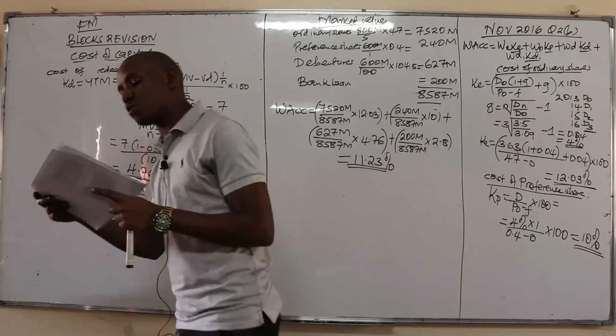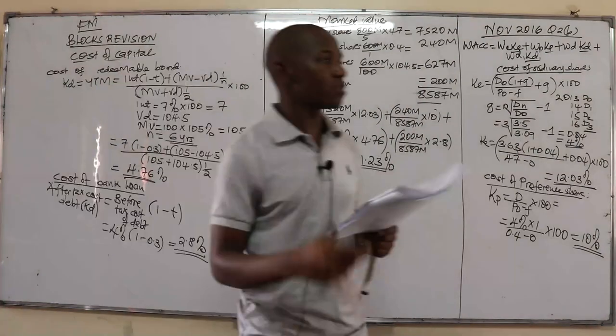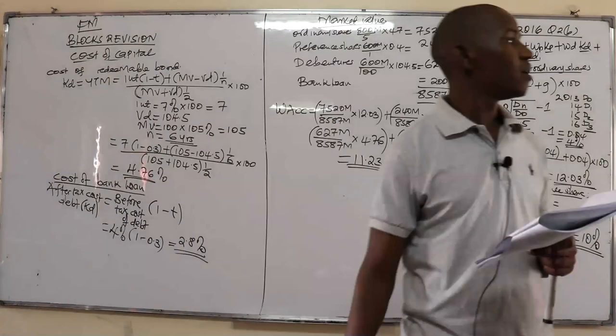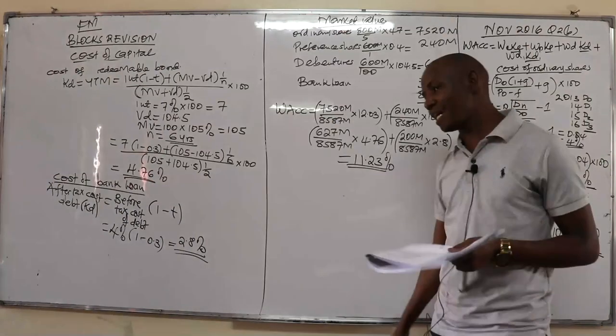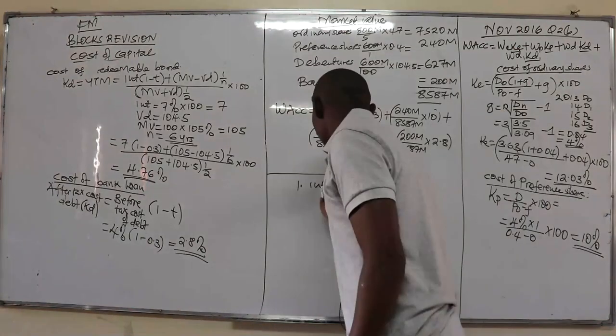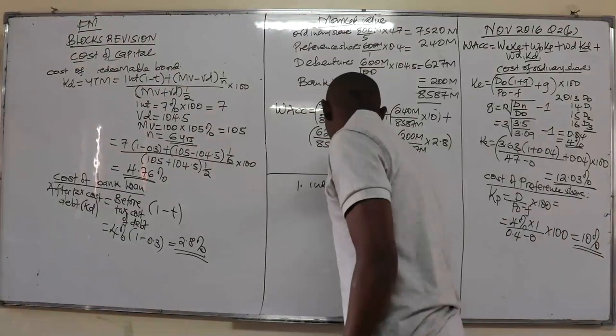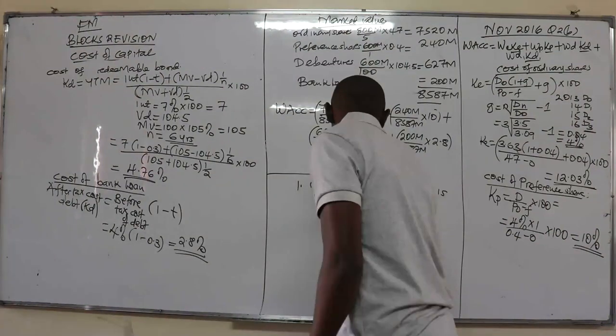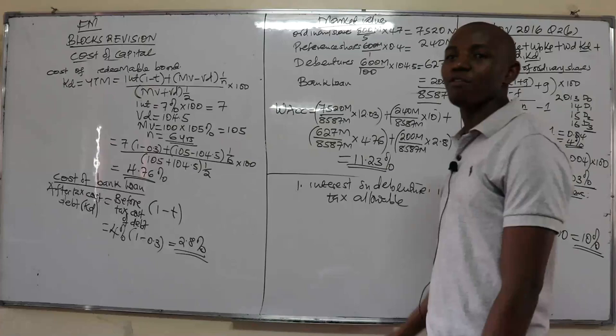So one of the reasons why the cost of equity should be greater than the cost of debt is that interest on debentures is tax allowable. That is something that you have talked about in taxation. And that's why at the end of it, you will find that the cost of equity will be greater than the cost of debt. Then also we have the second one.